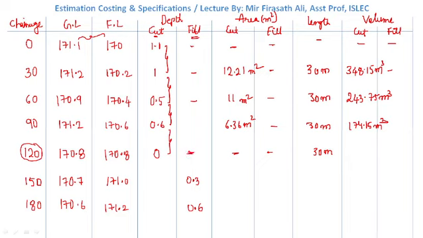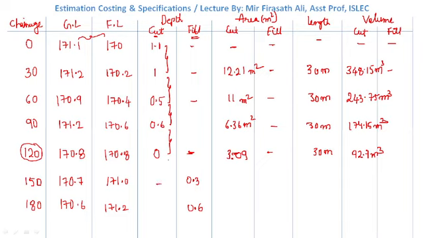What will be the average depth? 0.3 will be the average of 0 and 0.6. Here, as the average depth is 0.3, if we fill in the area formula, the area will be around 3.09. If we multiply 3.09 with 30 meters, we will get approximately 92.7 meter cube. As now there is an intersection point, the cutting changes into filling.